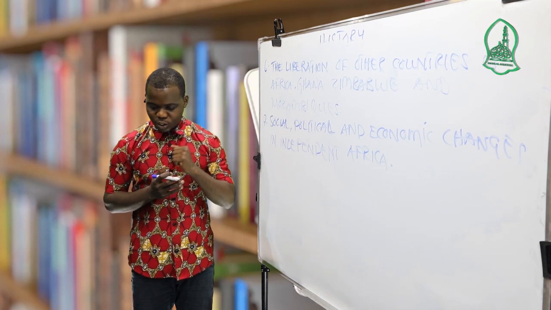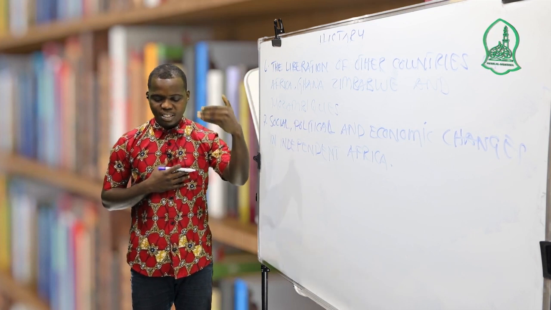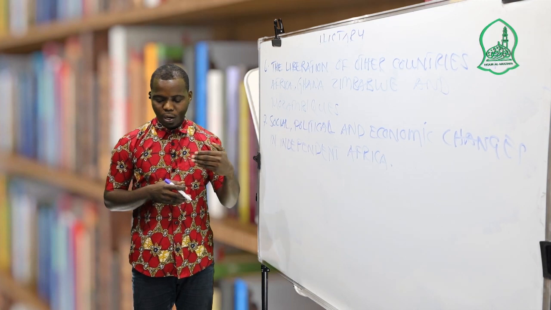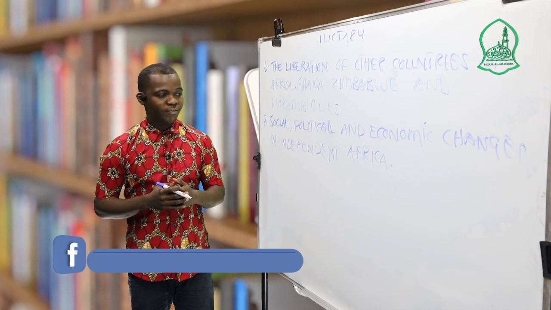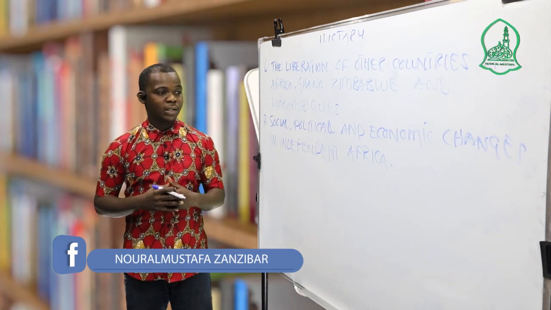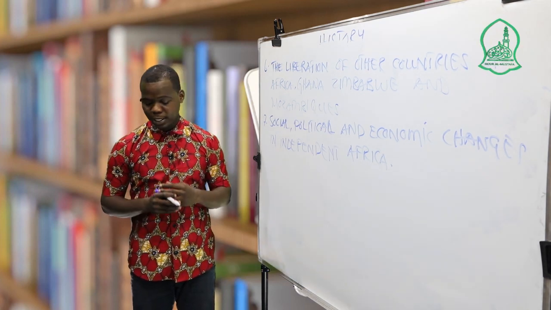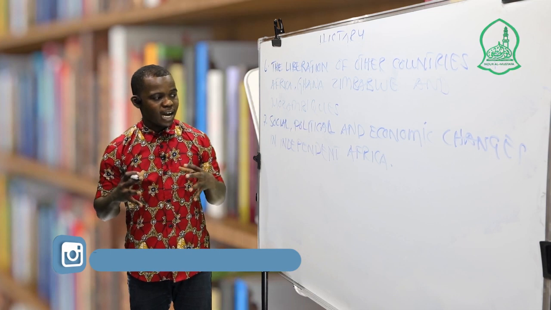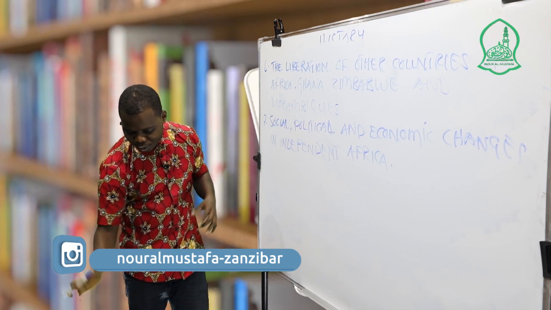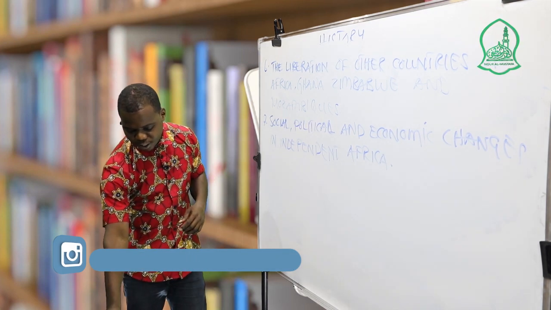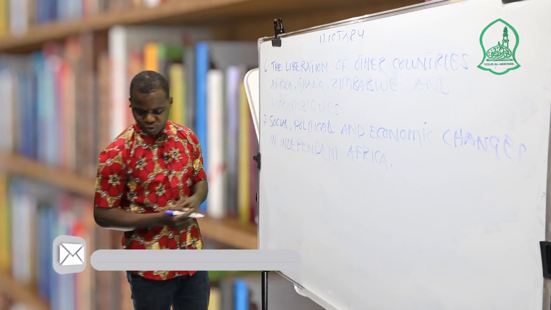Kama tulivyosema kule mwanzo, tutakuja kuona katika colonialism jinsi gani wakoloni waliweza kutoa huduma za kijamii wakati wa utawala wao kwa kutawala Afrika. Lakini vile vile sasa huku tutakuja kuona jinsi gani wa Afrika wenyewe baada ya kuwa tayari wameshajikomboa kutoka mikono ya kikoloni, how they were providing some important services such as social services. Kwa hiyo hapa tutakuja kuona change in provision of social services.